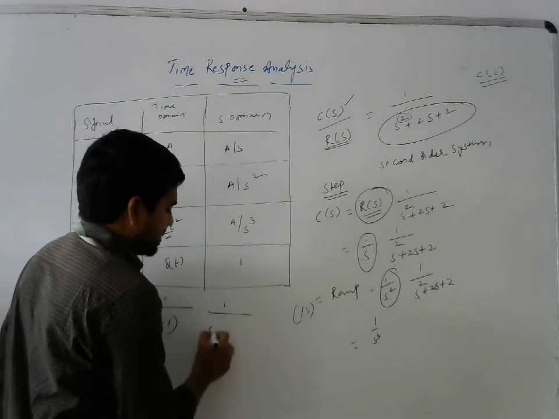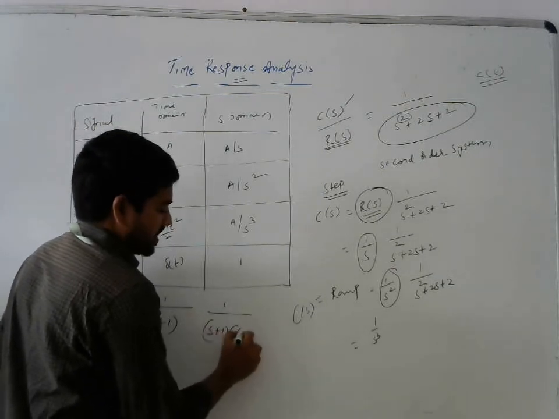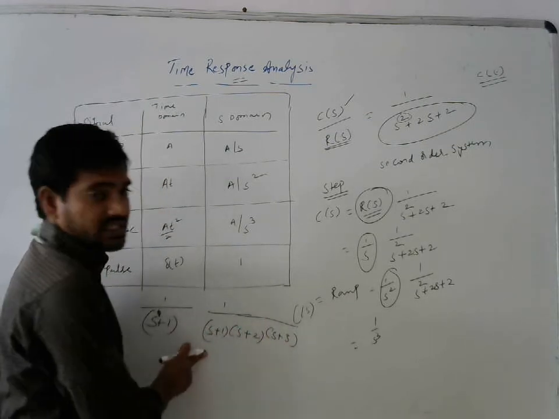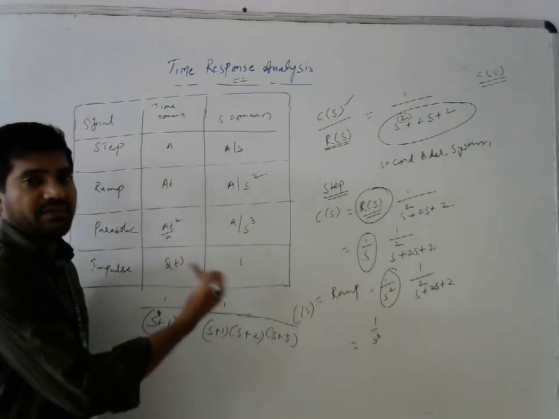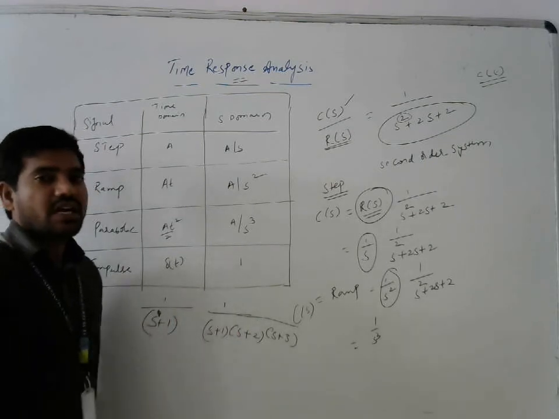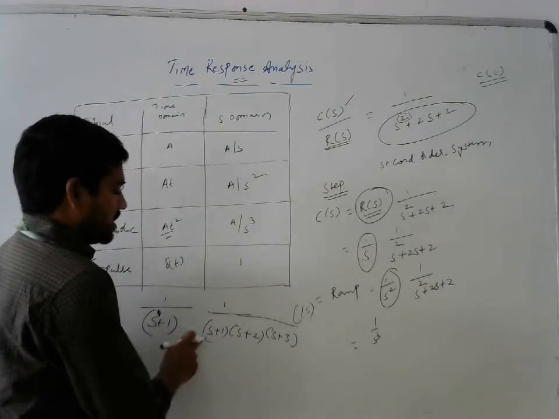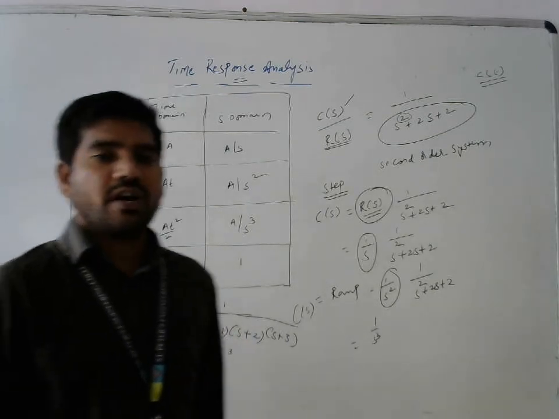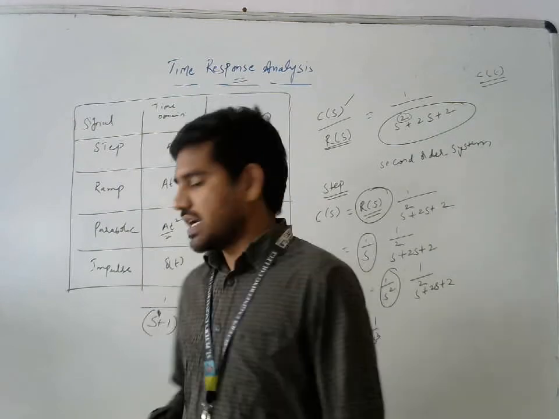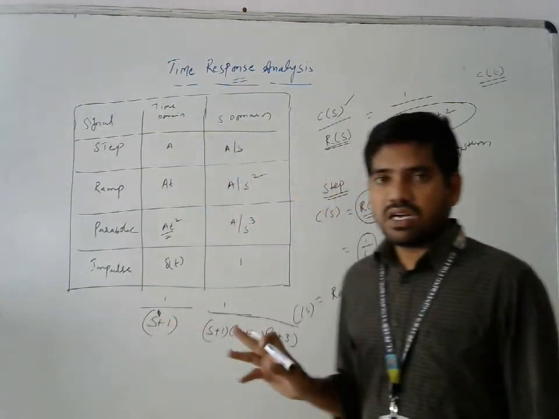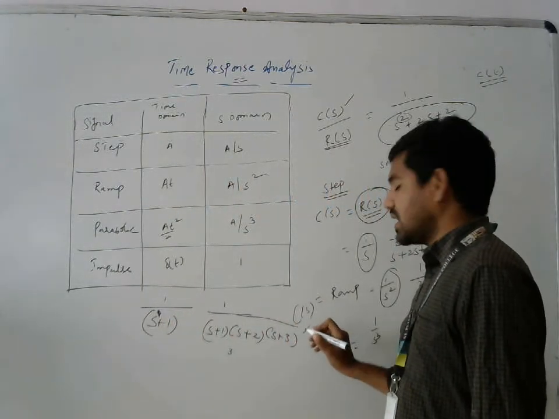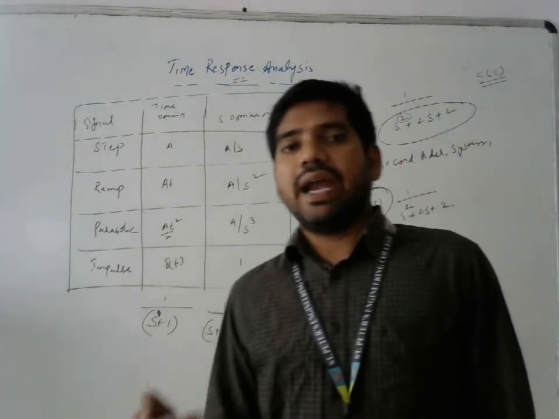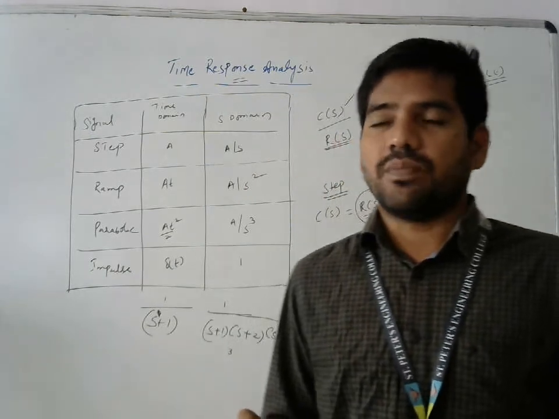Similarly, we are having S into S plus 1 into S plus 2 into S plus 3. Now, we cannot say this is a first order system. We need to multiply and then we can tell whether it is a first order, second order or third order system. This is a third order system. Why? Because if I multiply, the highest power of S will become 3, so we call this a third order system. Like that, for the given system, first we need to identify the order of the system.